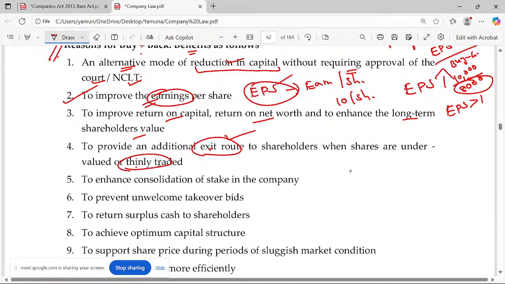And also sometimes what happens is it will be thinly traded. It will not be densely traded. So that also I can come out of that. When it is thinly traded, I will not get a good market value for my shares in the secondary market. So what I do is I directly give them to the company. To enhance consolidation of stake, to prevent unwelcome takeovers. Beautiful point.